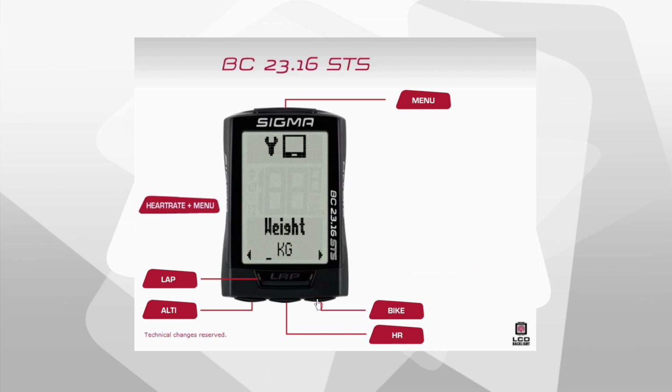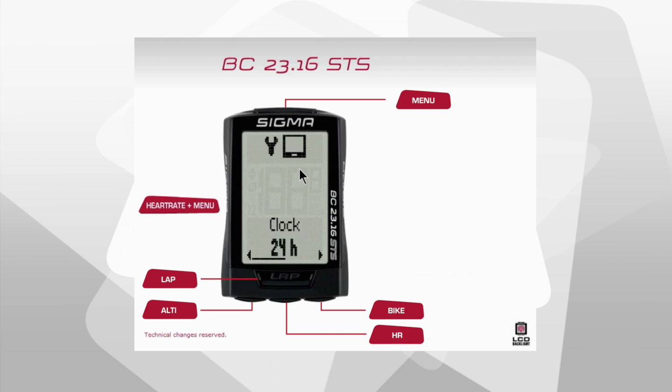Follow the same procedure again in the next menu item, Weight, where you can set the unit to either kilograms or pounds. In the Height option, set whether you would like to enter your height in centimeters or feet and inches. Make your selection, then press the menu button to confirm. Press the bike button to go to the next option, Clock.